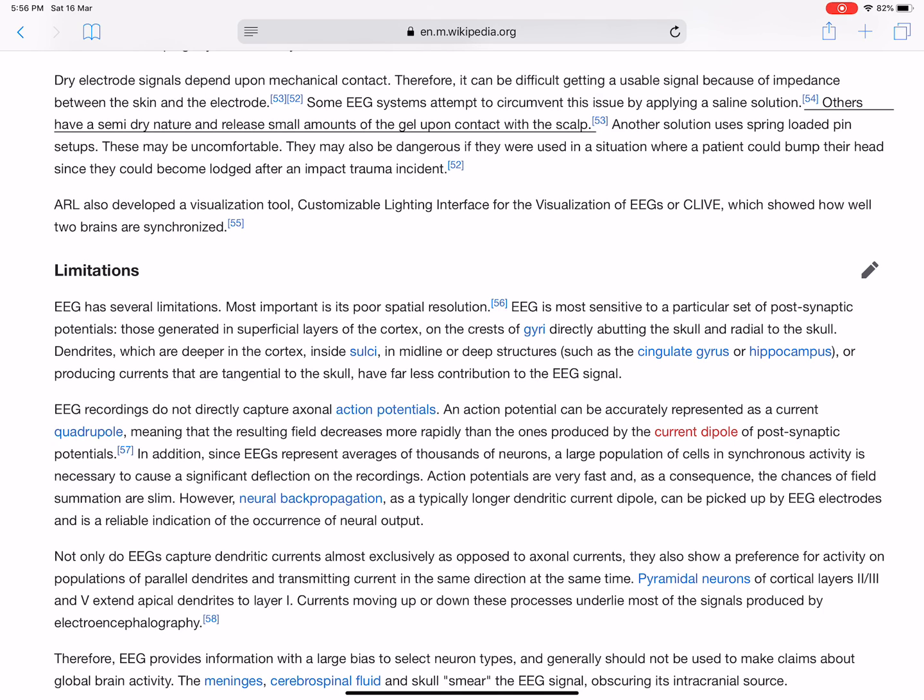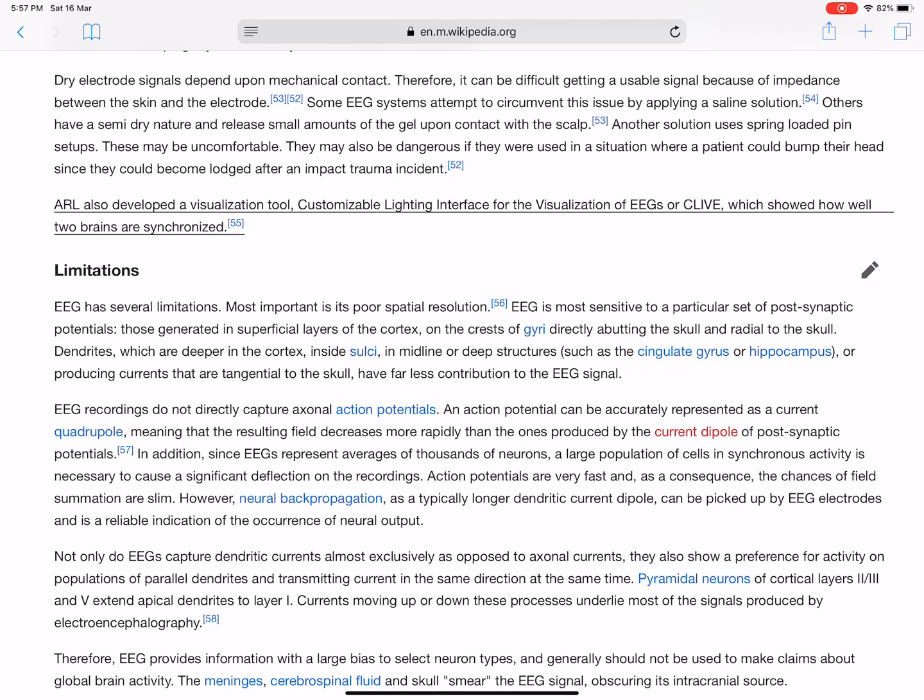Another solution uses spring-loaded pin setups. These may be uncomfortable. They may also be dangerous if they were used in a situation where a patient could bump their head, since they could become lodged after an impact trauma incident. ARL also developed a visualization tool, Customizable Lighting Interface for the Visualization of EEGs, or CLIVE, which showed how well 2 brains are synchronized.